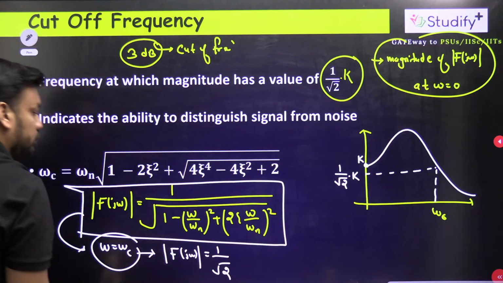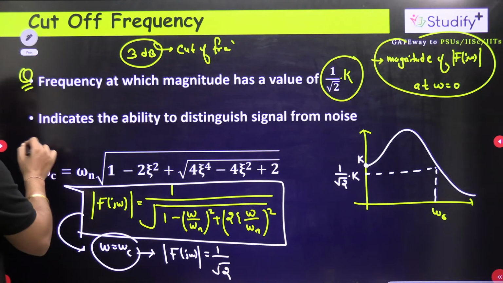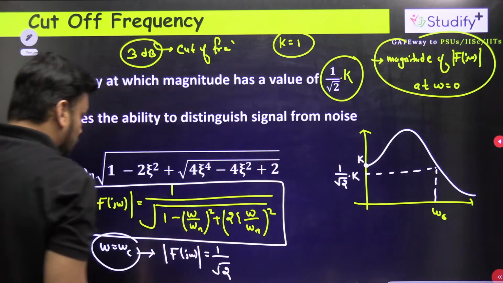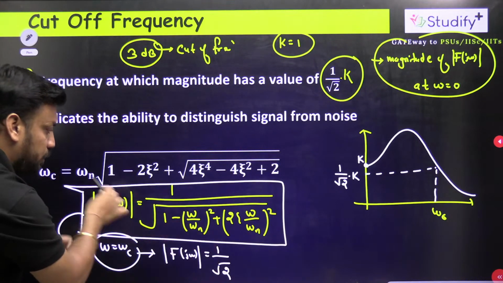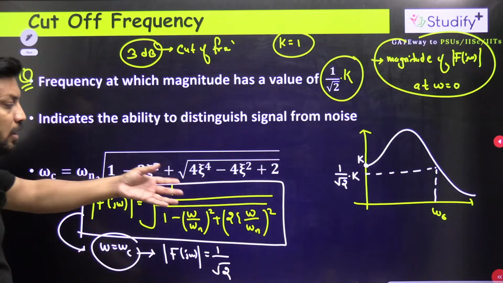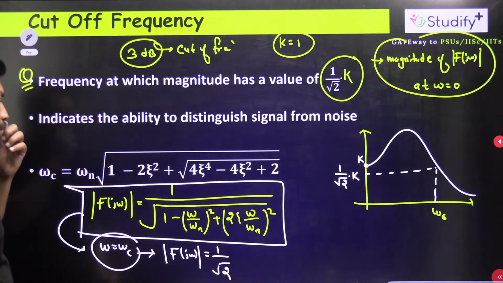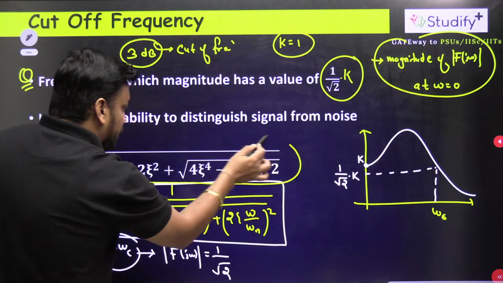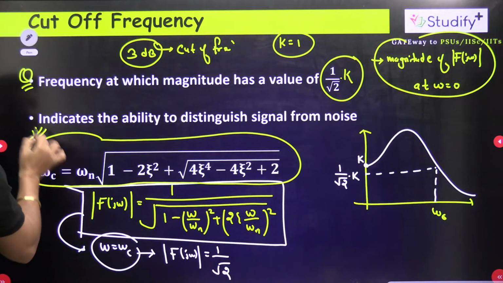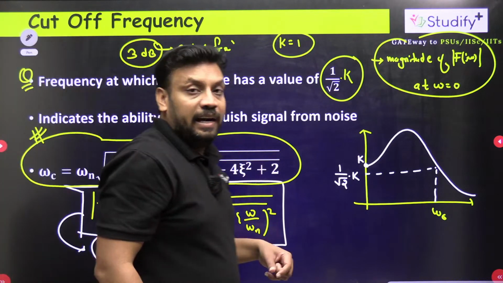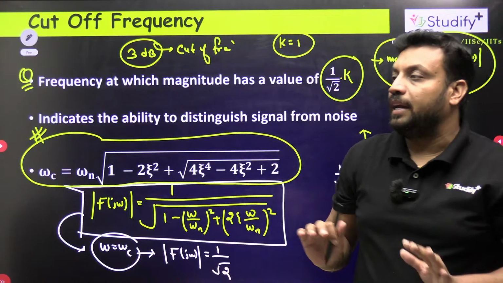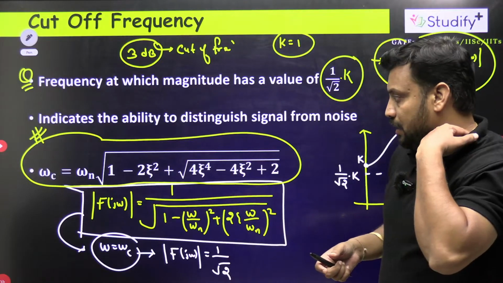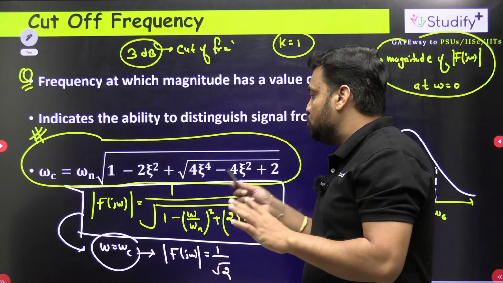Yes or no? Because in general we take the value of k as 1. So if you cross multiply with 1 by root 2, square both sides, and after that do 4-5 steps, then you will get the omega c value. This is the cutoff frequency that you should get. However, as far as the GATE exam is concerned, till now no question has been asked directly on this frequency value, but still for the IIT ISC interview purpose, you should remember this expression.